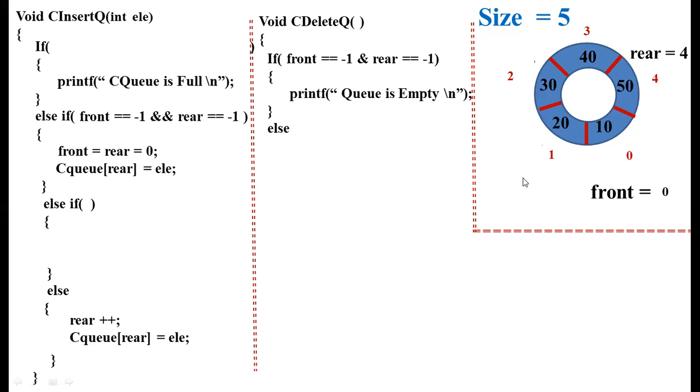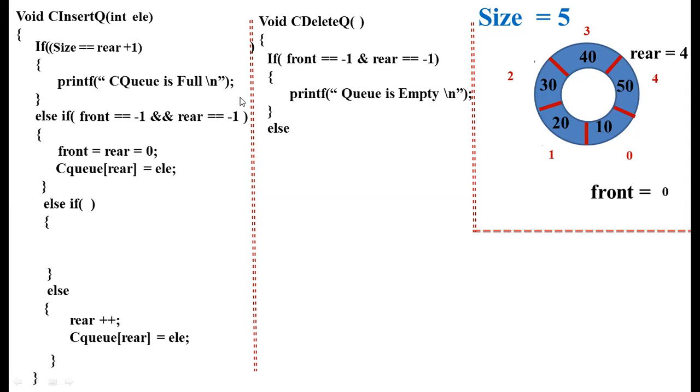When the queue is full, when the size value is equal to rear plus 1, or you can say, when the rear value is equal to size minus 1, the queue is full. So here you need to write: when the size is equal to rear plus 1, then print the message saying that the queue is full.